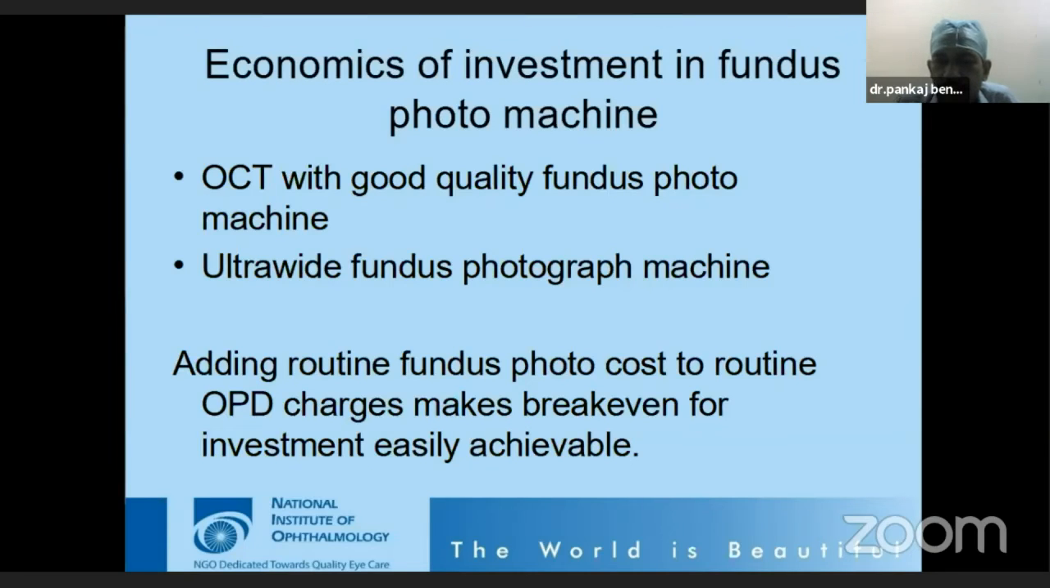Adding routine fundus photo cost to the patient's routine OPD charges makes the break-even investment easily achievable. As Prasanna was also pointing out, if we add just a small cost to our routine OPDs, maybe 100, 200 rupees per OPD, and we go on accumulating the volume that we see in the OPD, the number of diabetics, the number of patients who will require routine fundus photography. In fact, all disc suspects, all glaucoma patients, everyone undergoes fundus photography in my clinic. So if we go on adding so many fundus photographs per day, the break-even cost for investment is easily achievable in 1 year, 1.5 years, and with a machine life of 6 to 8 years, the machine will be profitable in the long run.